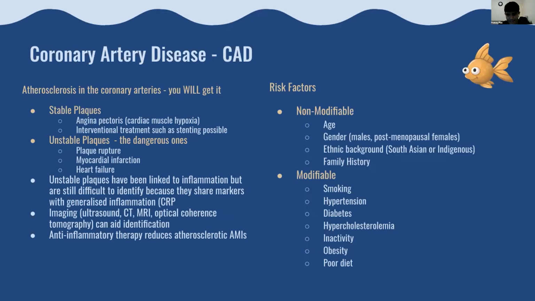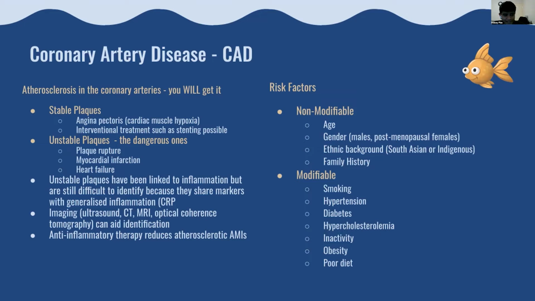There's stable plaques and unstable plaques. Unstable plaques are the dangerous ones, but first we'll talk about stable plaques. They're going to be present in angina pectoris. So basically what happens there is you've got the plaque that's blocking the blood flow, and that causes pain on exertion, or typical symptoms like shortness of breath and pain when you're exercising, because it's hard for the blood to get through the plaques that have built up. Unstable plaques are dangerous because they can rupture, and that leads to acute myocardial infarctions as well as heart failure.